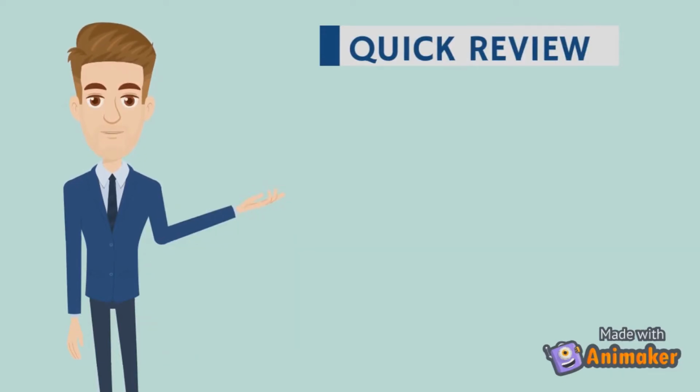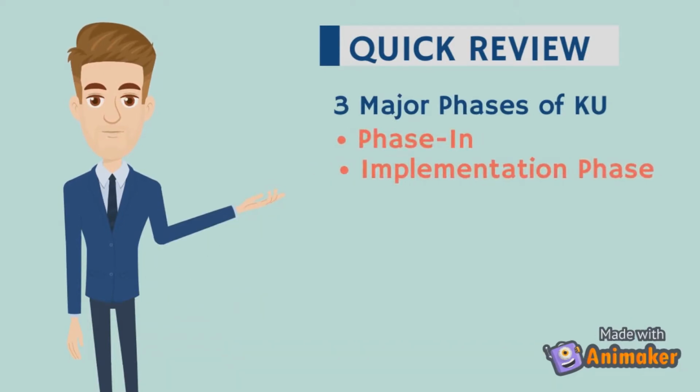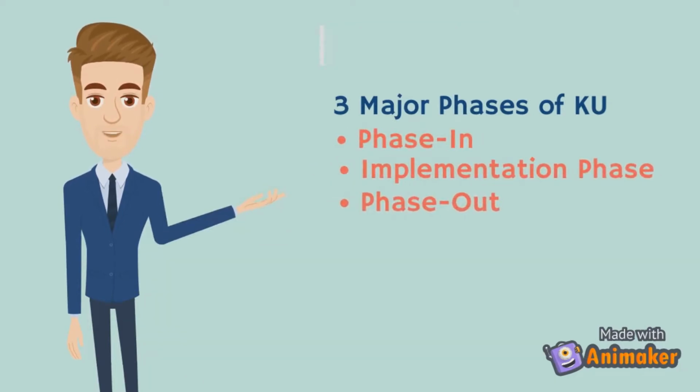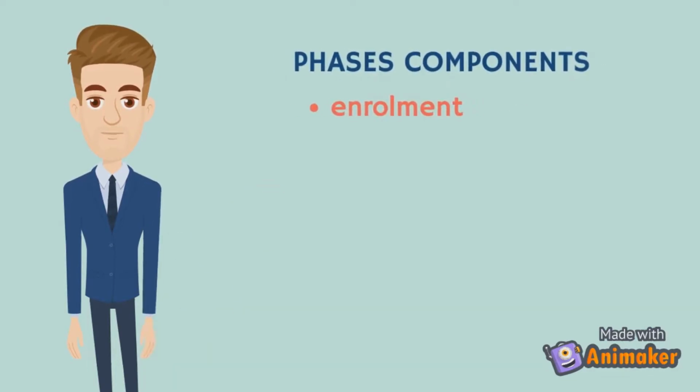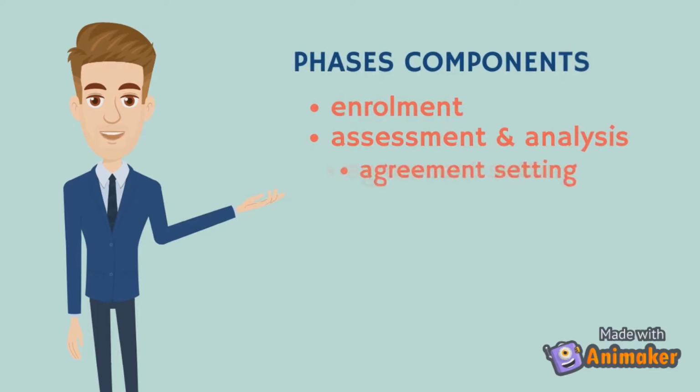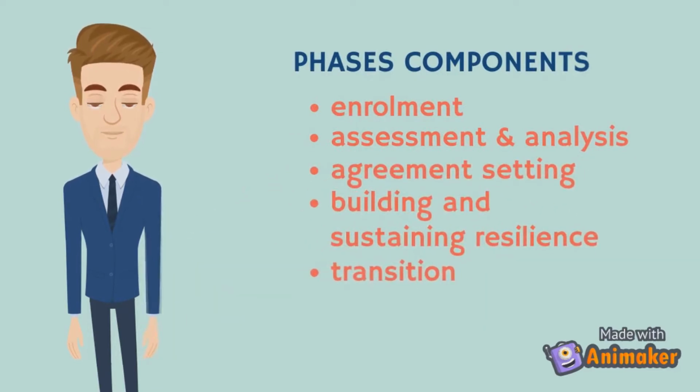We have learned the three major phases of Kilos-Unlad: phase in, the implementation phase, and phase out. Each of the phases has its components from enrollment, assessment and analysis, agreement setting, building and sustaining resilience, until transition. The components have tasks to be mutually undertaken and completed by the program implementer and the household beneficiary.